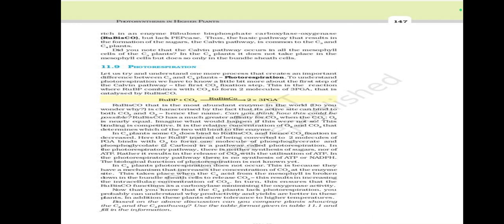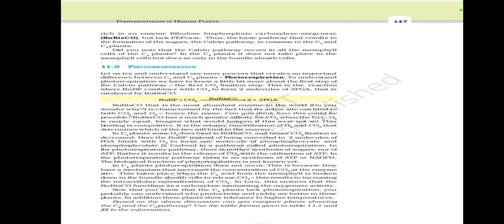In the photorespiratory pathway, there is neither synthesis of sugars nor of ATP, rather it results in the release of CO2 with the utilization of ATP. In the photorespiration pathway, there is no synthesis of ATP or NADPH. The biological function of photorespiration is not yet known. In C4 plants photorespiration does not occur. This is because they have a mechanism that increases the concentration of CO2 at the enzyme site.